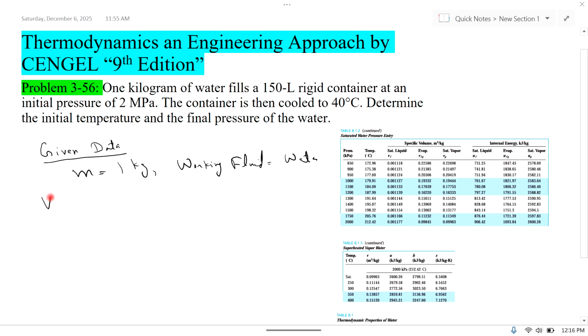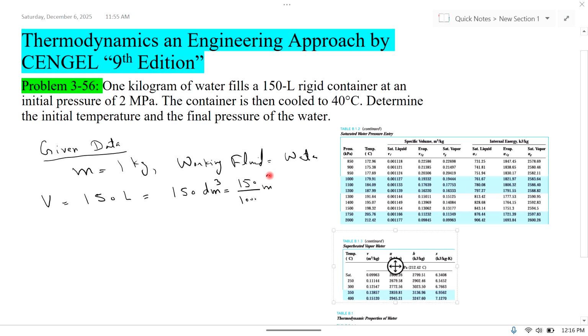Volume is given to us as 150 liter, and 1 liter is equal to 1 dm cube. So it means that 150 liter is equal to 150 dm cube. Convert dm cube into meter cube. So divide this by 1000, which is equal to 150 divided by 1000 cubic meter, which is equal to 0.15 cubic meter. And container is rigid.